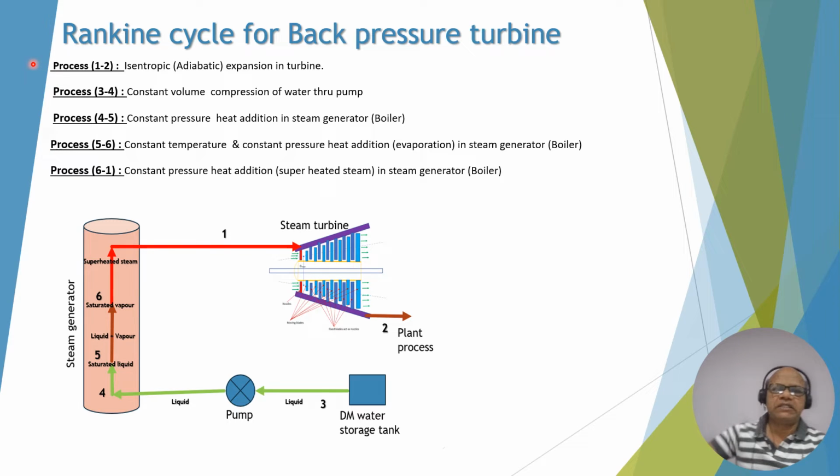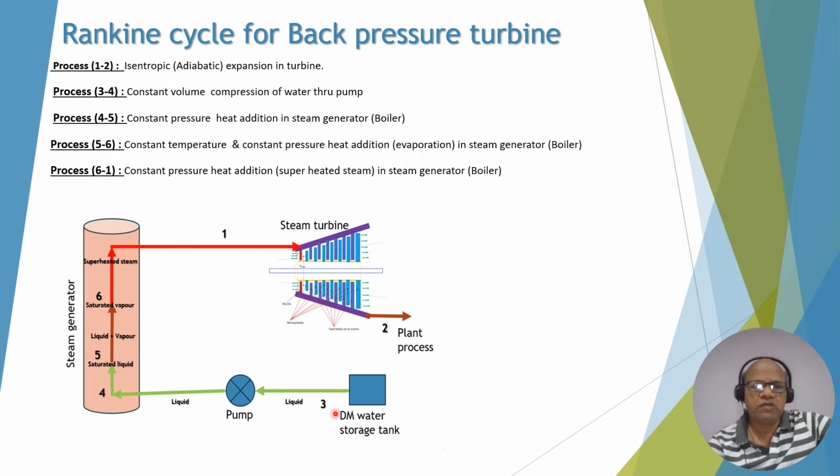If you look at the Rankine cycle for the back pressure application: in the first video, I showed in detail what the back pressure application and the condensing type are. Please refresh by watching that video again. This is a back pressure application where 1 and 2 is the isentropic or adiabatic expansion in the turbine, where power is produced. And then from 2 it goes to the process plant, because point 2 is still superheated steam, and that can be used for other applications in the plant.